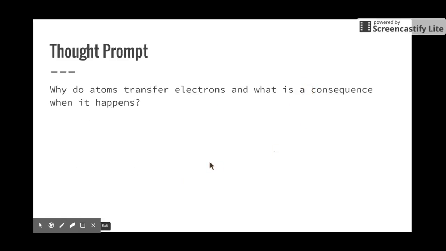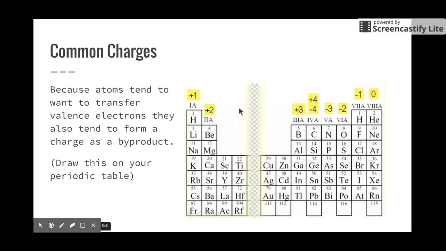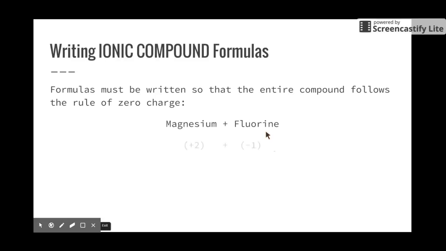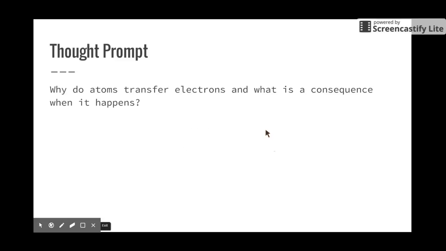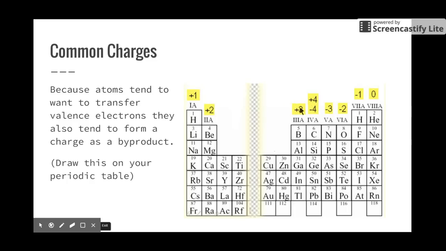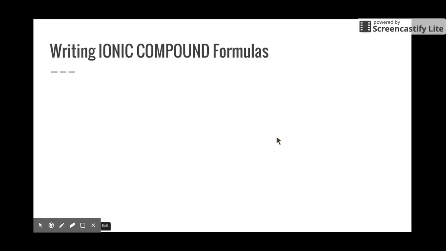So why do atoms transfer electrons, and what is the consequence when that happens? Well, they want to transfer because they want a full valence. They want to follow that octet rule. So why do atoms transfer electrons? They want to fulfill that octet rule. What's the consequence? They become charged, just as we saw. So you need to know how to write ionic compounds.